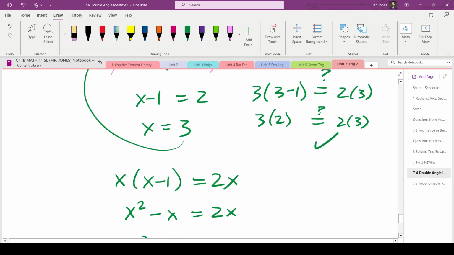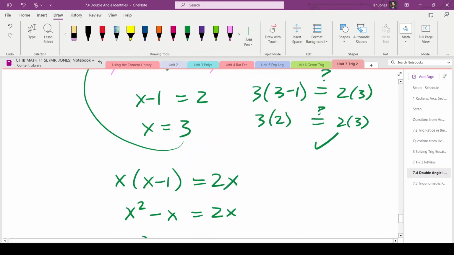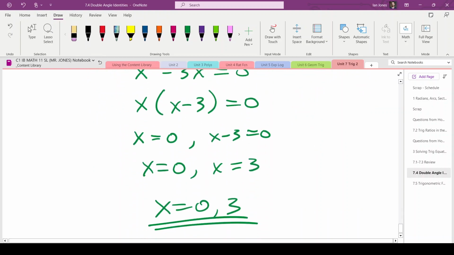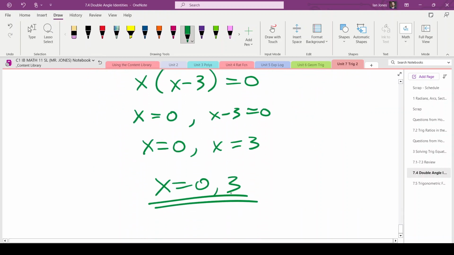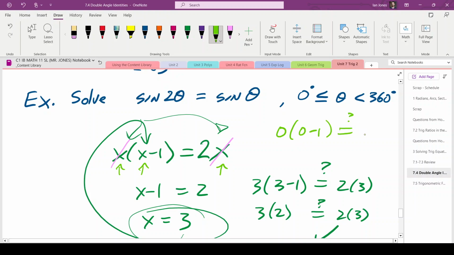The first time, when we just canceled out these x's, we lost the solution of 0 and only had the solution of 3 left. Here I get both. Notice 0 really is a solution. If I put 0 here, here, and here, I get 0 times 0 minus 1 equals 2 times 0. Well, 0 times negative 1 equals 0. Yeah, of course it does.